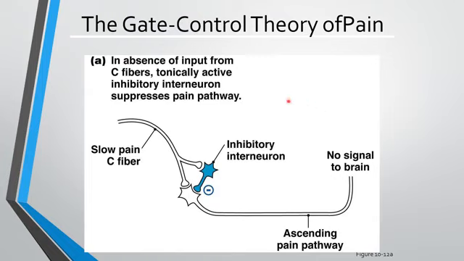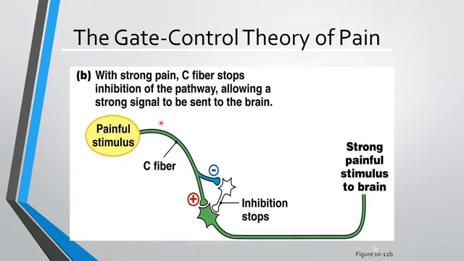So these are the pictures of gate control theory of pain. In the absence of input from C fibers, a tonically active inhibitory interneuron suppresses the pain pathway. So if there is no input from the C fiber, the interneuron will be inhibiting this pain pathway. And with strong pain sensations, the C fiber stops inhibition of the pathway, allowing a strong signal to be sent to the brain. So this inhibition will be stopped.